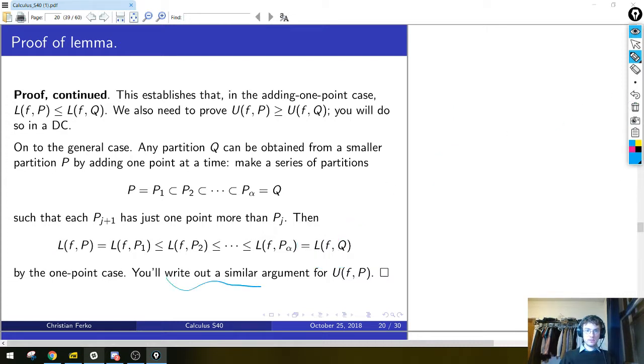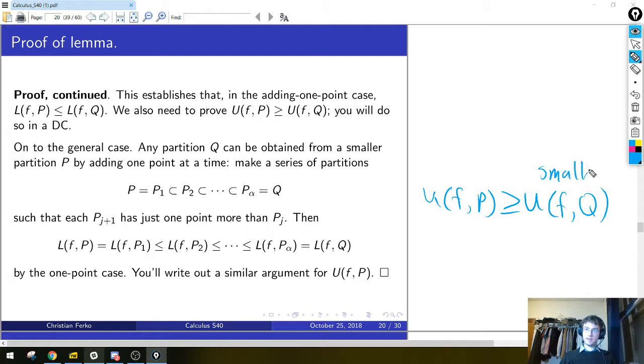Okay, so I hope you understood that well enough that you can repeat the argument yourself for the other side. In the other side, it's just the opposite way. The upper sums are always going to get smaller. So the one on the right is smaller because Q is the finer one. So the finer one is smaller for upper sums, which you'll prove.